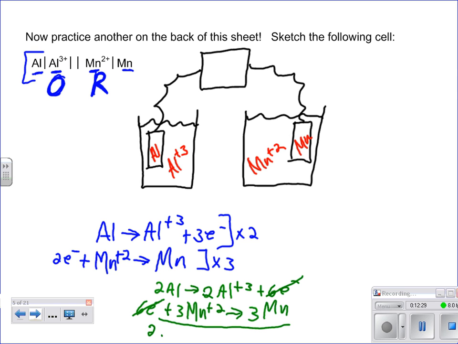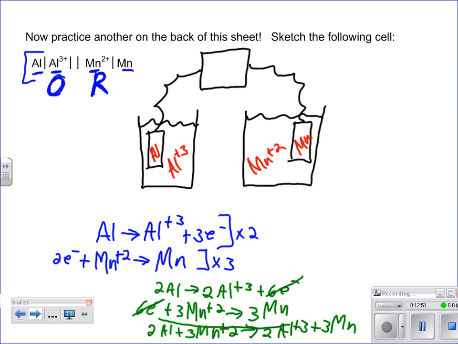The overall reaction. Hopefully this is going to show up on the screen. So it goes to 2Al plus 3Mn plus 2 yields 2Al plus 3 plus 3Mn. So there's our overall reaction.